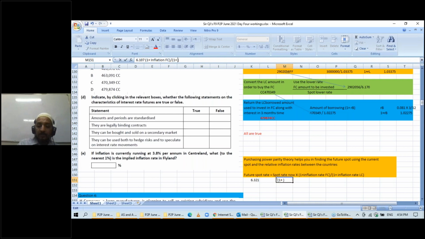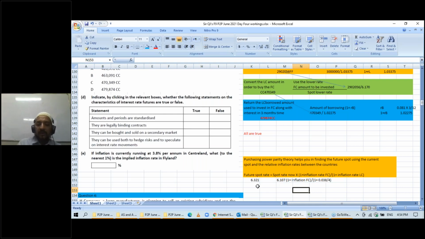But 3.8% will have to be converted into 3 months time. So that's why I'm dividing by 4. Right? So the 3.8% is for 12 months. So if I divide by 4, it will get into 3 months time. Otherwise, you can multiply 0.038 into 3 divided by 12. So we'll get the same one.